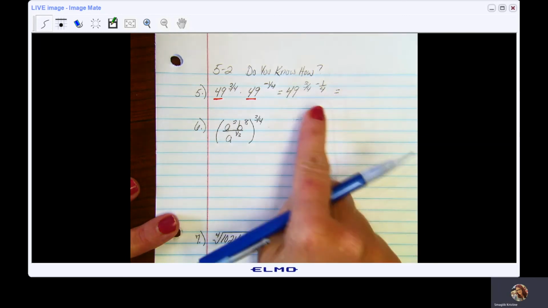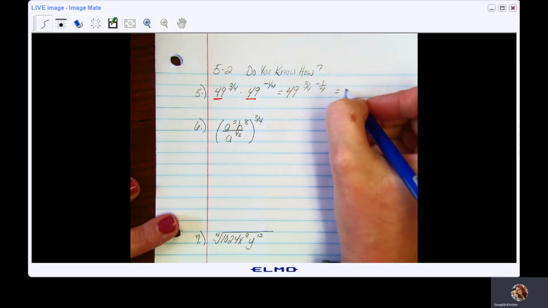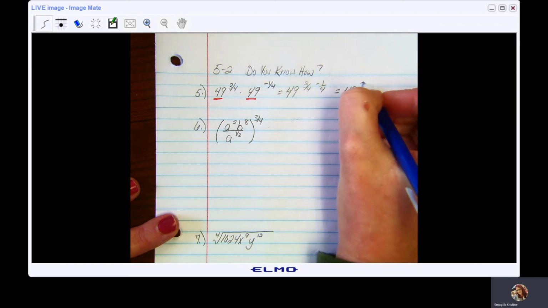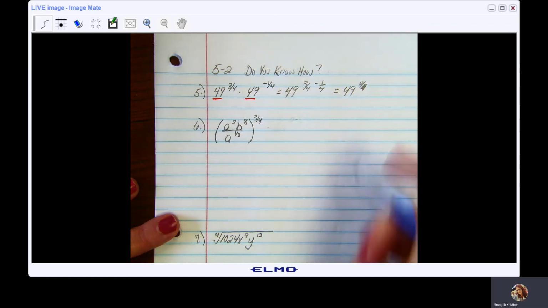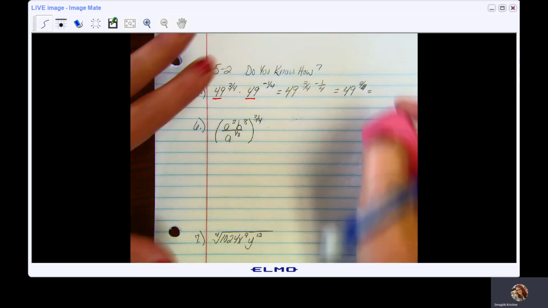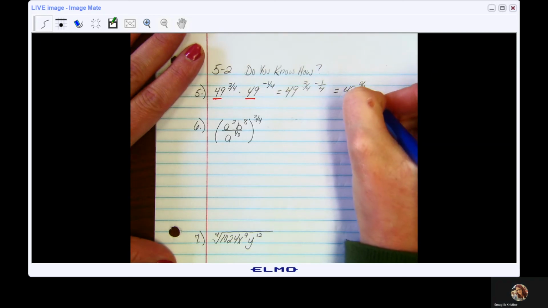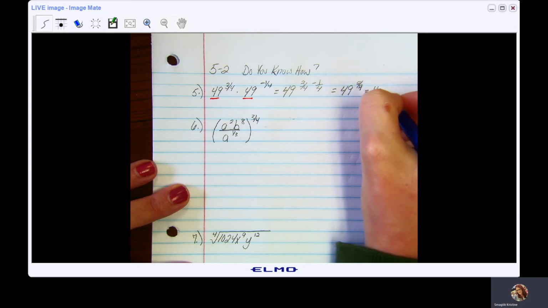Now notice in this problem, you already have a common denominator. So we are just going to simplify this. 49, 3 minus 1 is 2. 49 to the 2/4. I started to reduce it automatically. And I can reduce 2/4. Let me clean this up. So we can reduce 2/4 down to 1/2. So we have 49 raised to the 1/2 power.